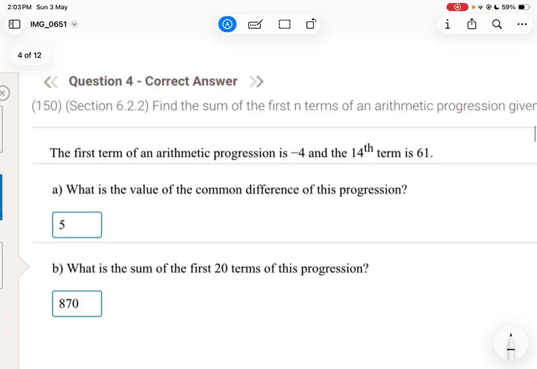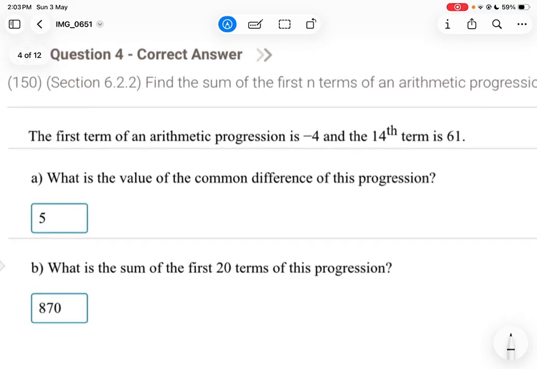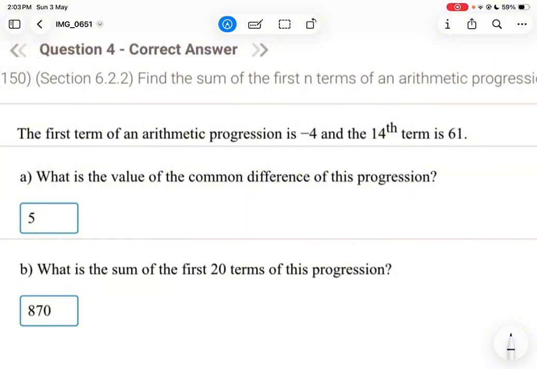Question number 4. They gave you that the first term of an arithmetic progression is -4 and the 14th term is 61. What is the value of the common difference of this progression? So they want us to find the difference, d. To find the difference, you have the first term is -4 and the 14th term is 61.